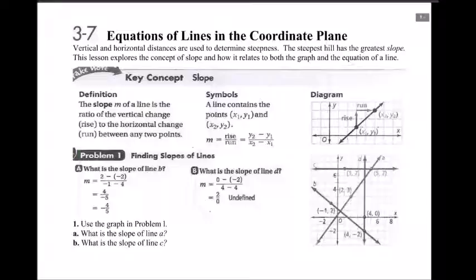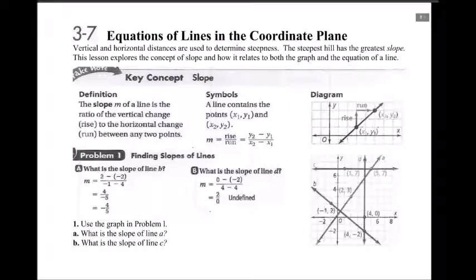This is actually 3.7 and 3.8 combined. 3.7 is talking about equations of lines in the coordinate plane. Coordinate plane should make you think distance formula, midpoint formula, and we are going to add in our final third formula, which is the slope formula.